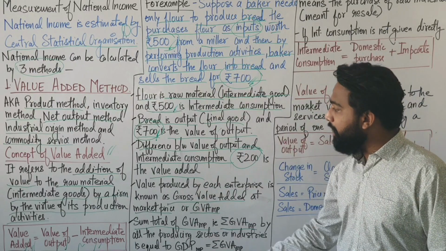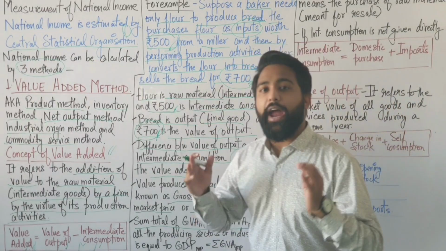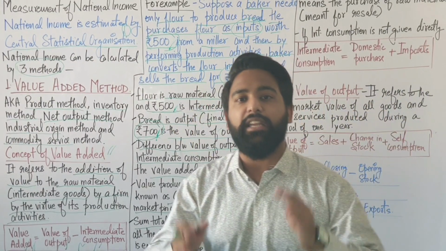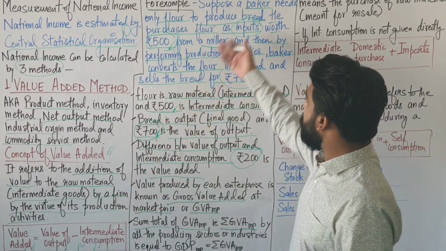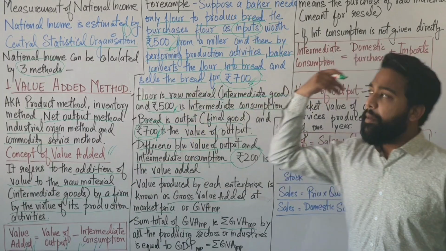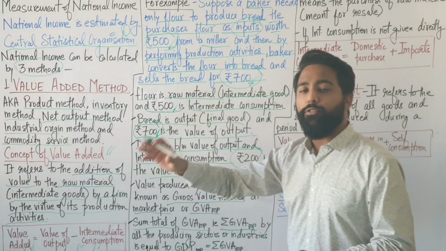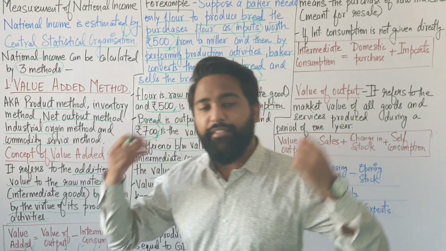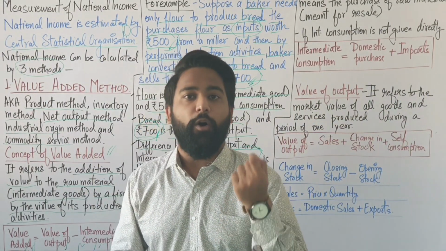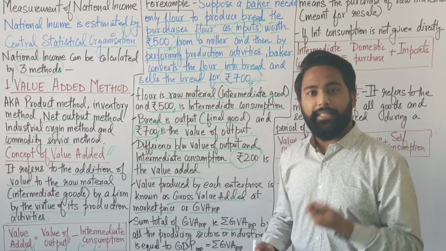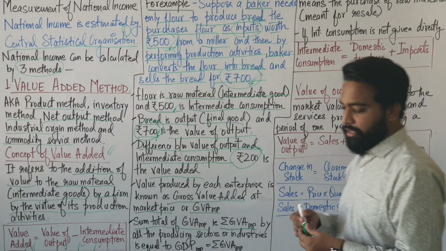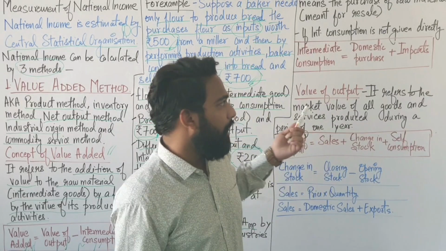And what are we calculating? We are calculating the value added by every sector in our country. This was just one example. There are many other bakers. We have to add each and every sector's value added or GVAMP. Is that clear? Fine. Now let's come to the other formulas.